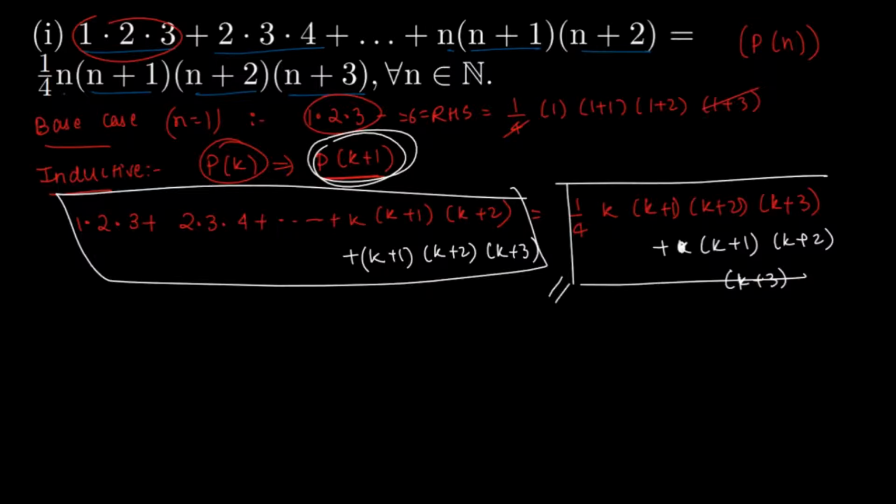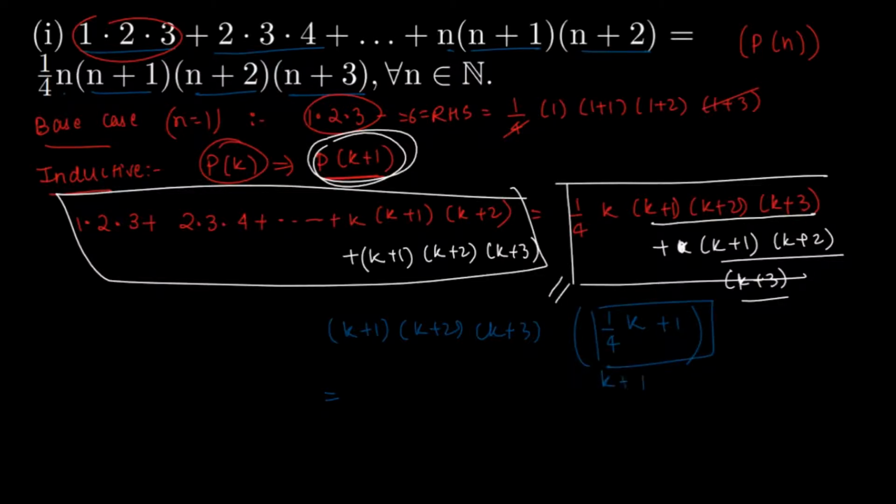So if you look carefully, this part is common, so you can write that common. So k plus 1 times k plus 2 times k plus 3 times 1 over 4k plus 1. And now simply you can just write this part as k plus 4 over 4. The other three terms, just write them as they are. And this finally gives you what you required.